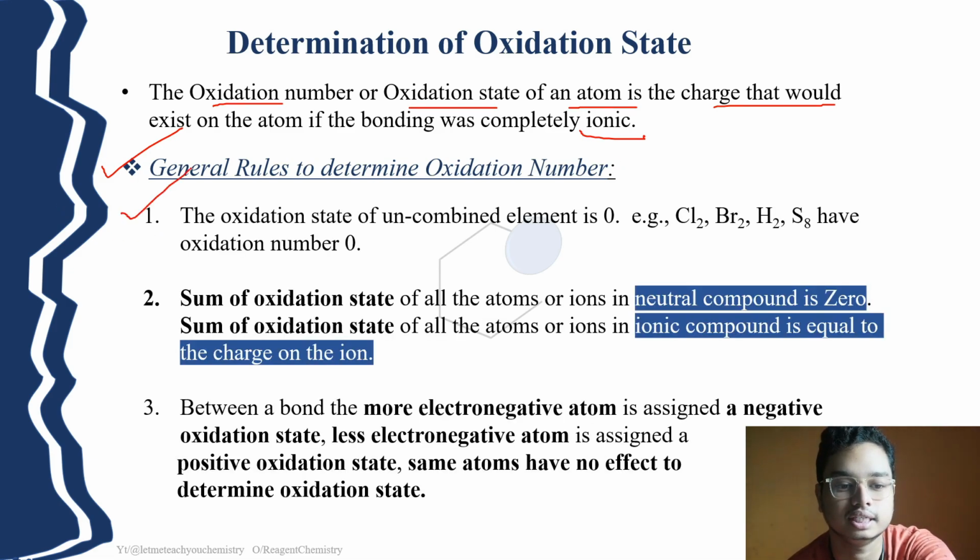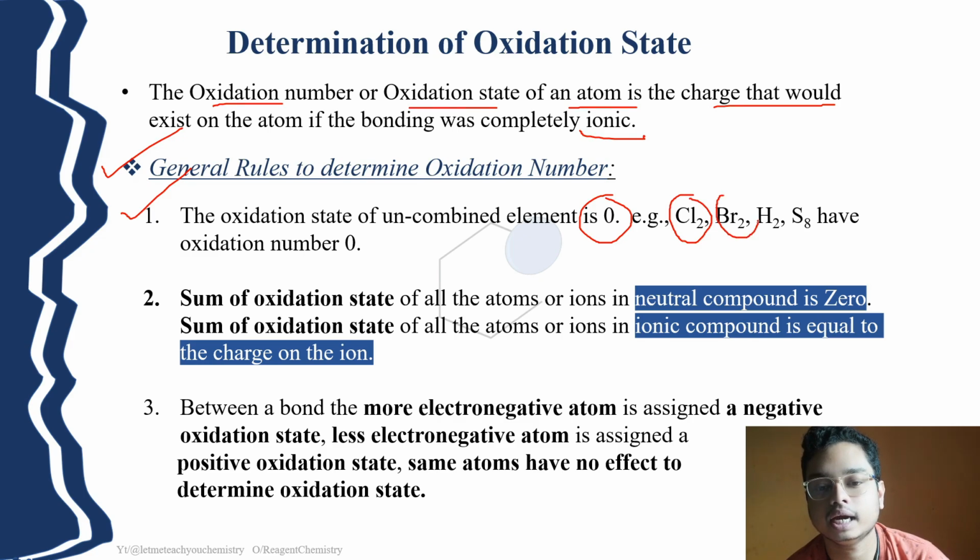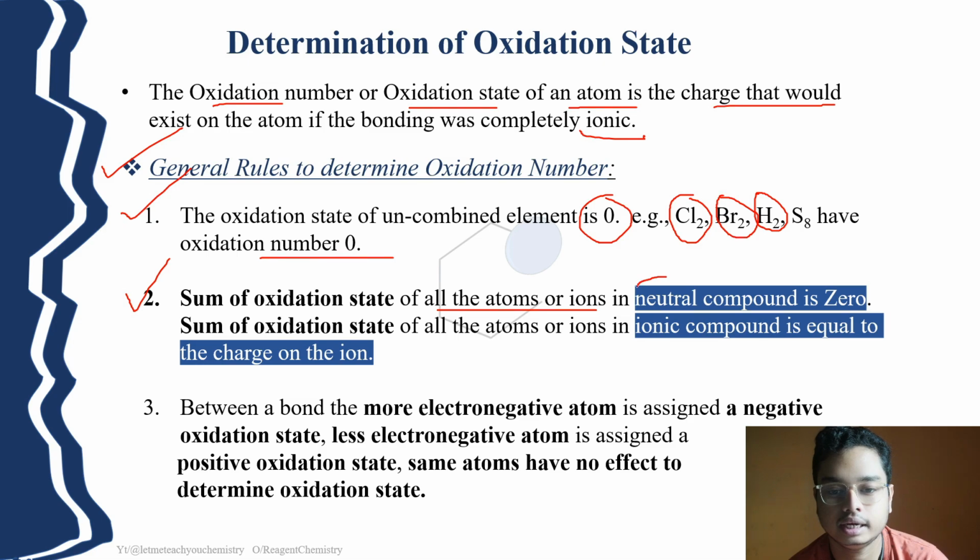The first rule suggests that the oxidation state of an uncombined element is zero. That means when you see Cl2, Br2, H2, these types of compounds are uncombined, so the oxidation number is zero. The second rule suggests that the sum of the oxidation states of all the atoms or ions in a neutral compound is zero, and the sum of oxidation states of all the atoms in an ionic compound is equal to the charge of the ion. This will be very, very important.